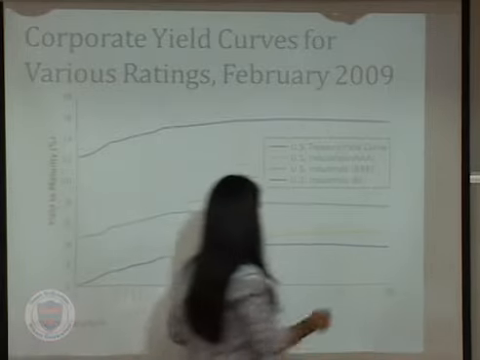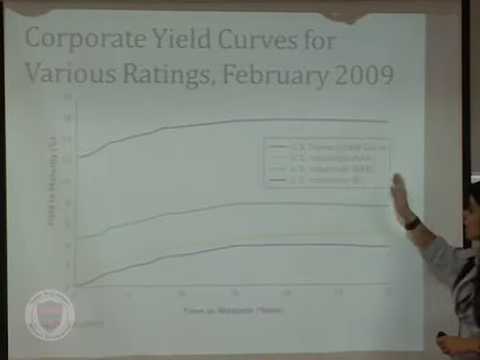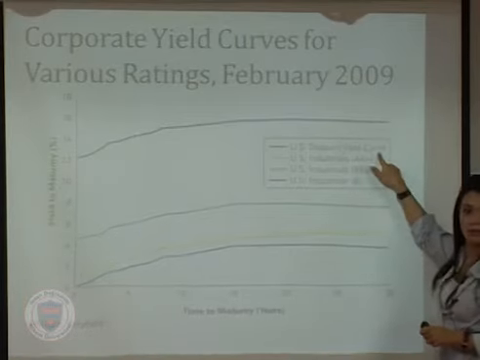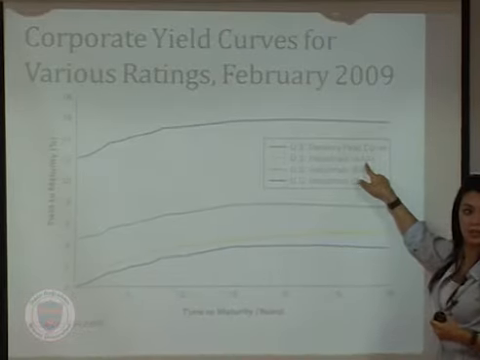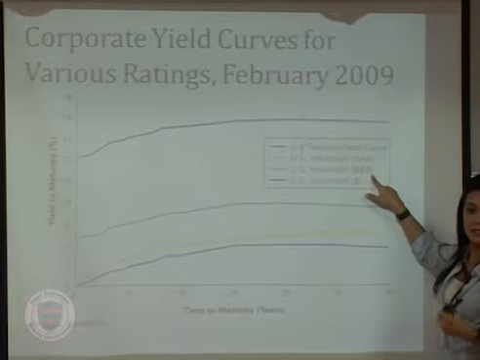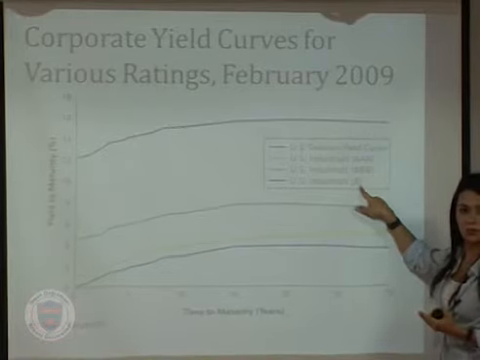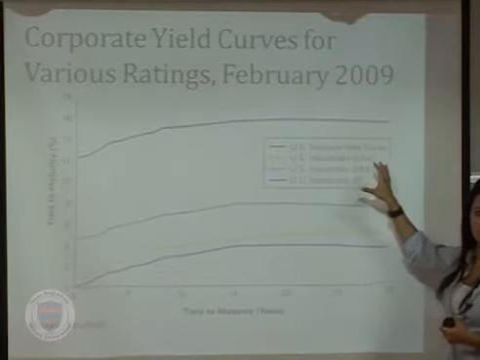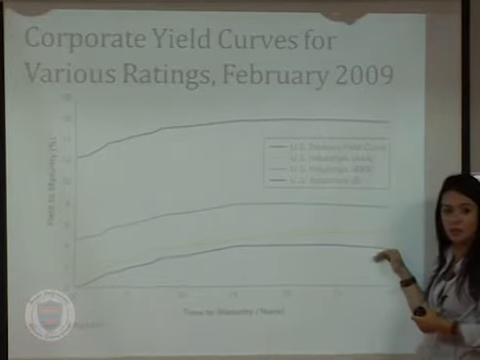And let's look at those lines. So we have the treasury bonds yield curve. We have the AAA companies yield curve, triple B companies yield curve, and B companies yield curve. So which one should be the yield curve for the treasury bonds? The highest one or the lowest one?